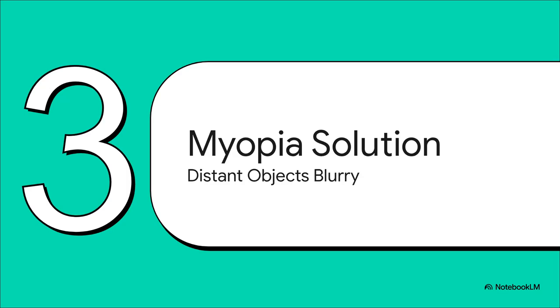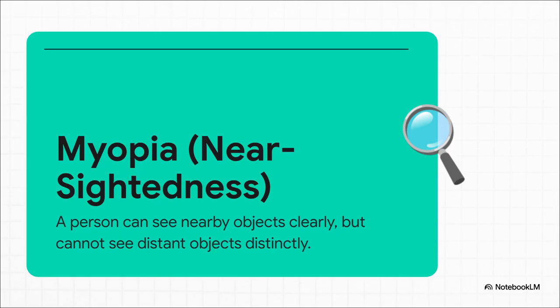All right, let's jump into our first case study, myopia. You probably know it as nearsightedness. This is the condition where things far away look all blurry. So, just like the definition says, if a person has myopia, they can read a book up close just fine. But if they're trying to see the blackboard from the back of the classroom, everything is blurry.